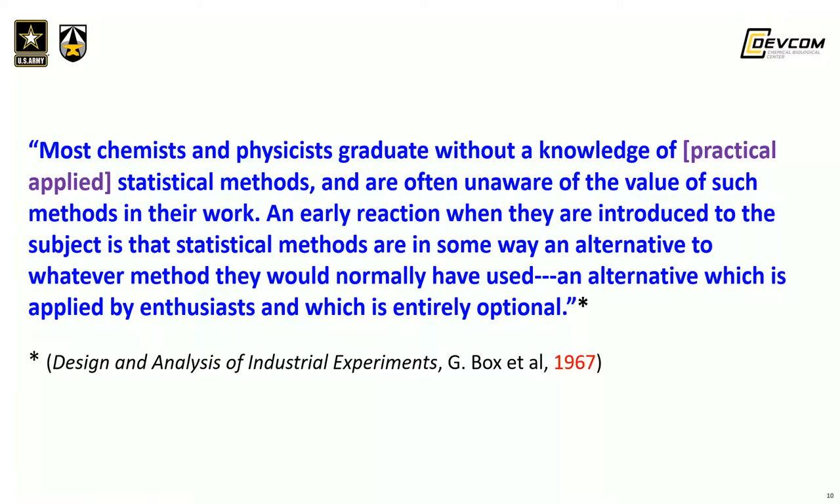And here's a quote by George Box that speaks to this resistance towards statistical methods. He said this in 1967, that chemists and physicists often graduate without a knowledge of statistical methods. They're often unaware of their value in their work. An early reaction when they're introduced to them is that statistical methods are in some way an alternative to whatever they would normally have done. An alternative which is applied by enthusiasts, which is entirely optional.